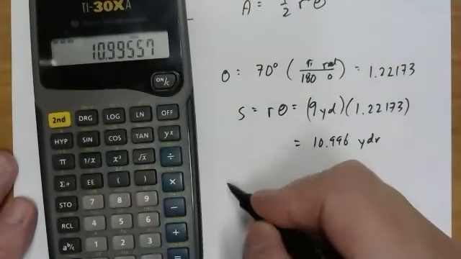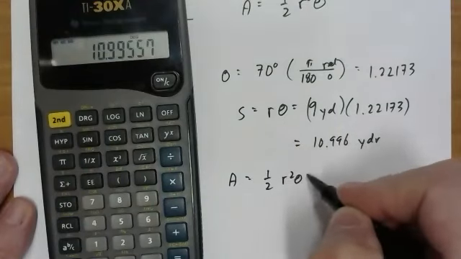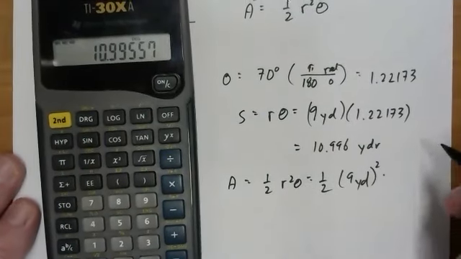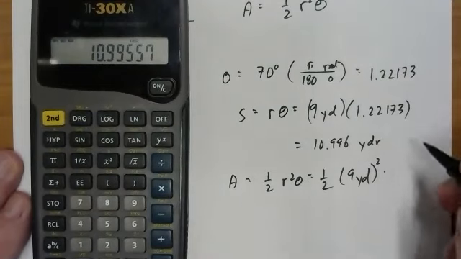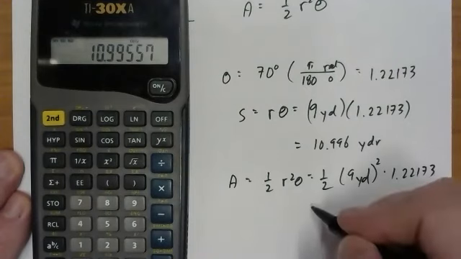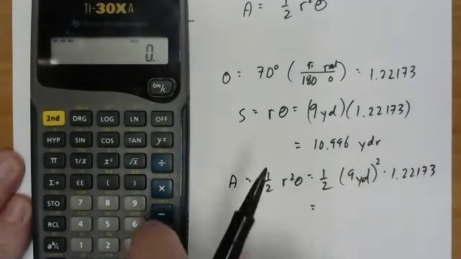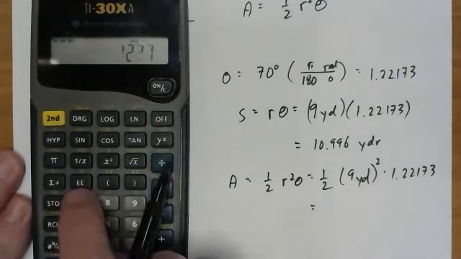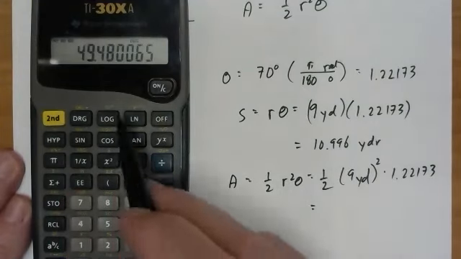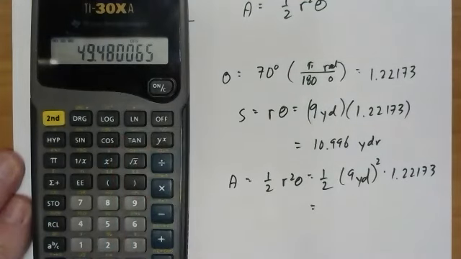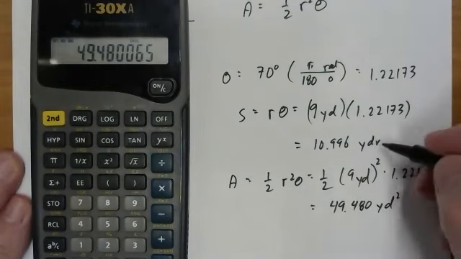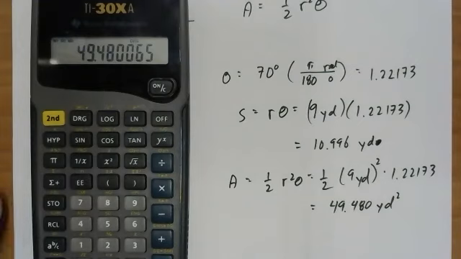And now the area, 1/2 r squared theta, 1/2 r squared is 9 yards squared. Theta is once again 1.22173. So let's go, 9 squared is 81. 81 divided by 2 times 1.22173. 49.480. And I got a zero here, so it stays zero. And the units are yards squared. I don't know why I put this R here. All right, not too bad.